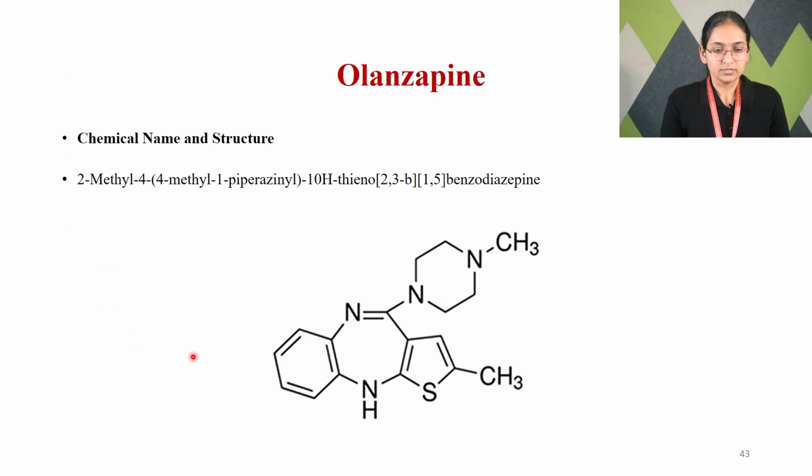The next drug of this category is olanzapine. Now in olanzapine, here is the structure given over here, which has the chemical name 2-methyl-4-(4-methyl-1-piperazinyl)-10H-thieno 2,3-B 1,5-benzodiazepine.